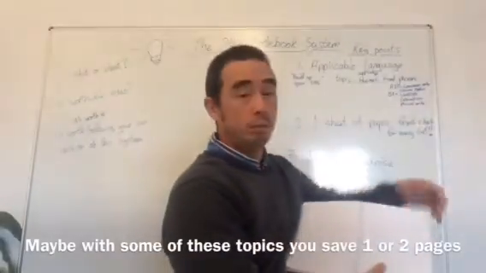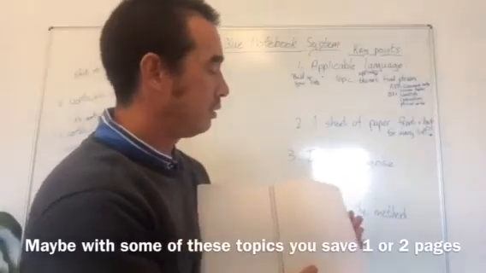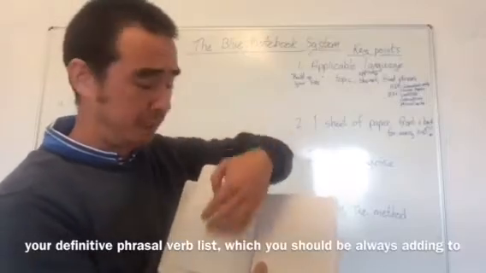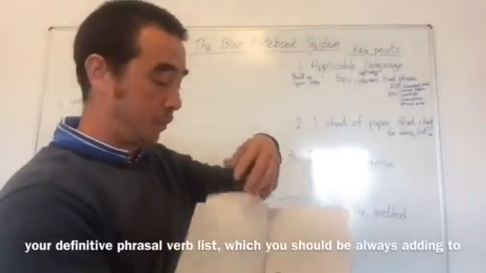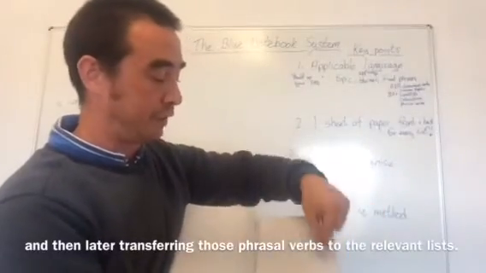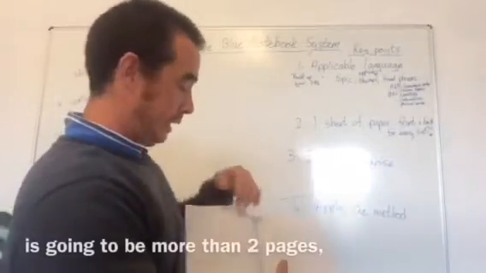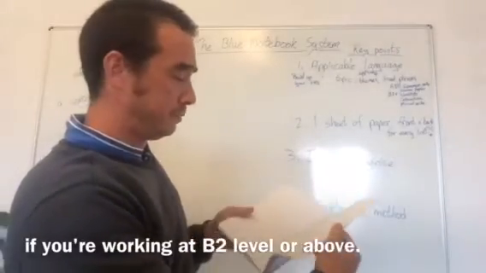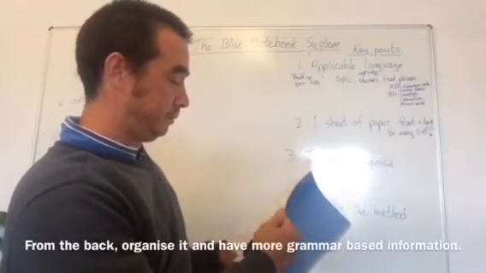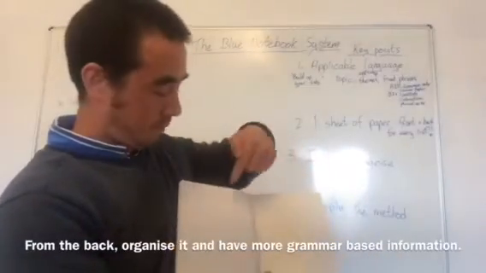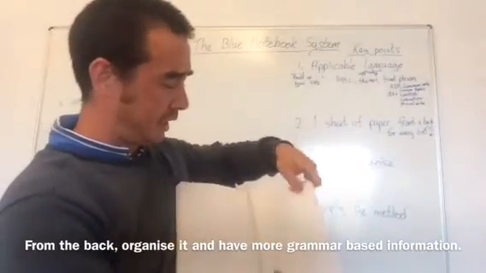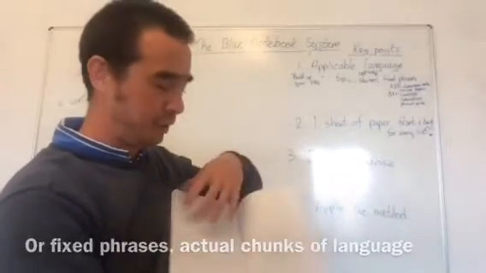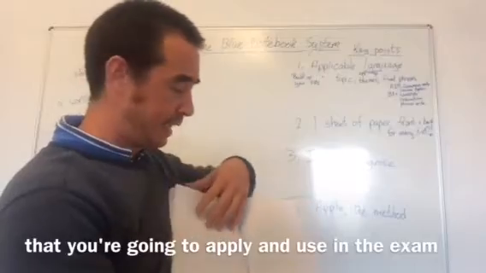Maybe with some of these topics, you save 1 or 2 pages. Your definitive phrasal verb list, which you should be always adding to, and then later transferring those phrasal verbs to the relevant list, is going to be more than 2 pages if you're working at B2 level or above. From the back, organise it and have more grammar-based information, or fixed phrases, actual language, chunks of language that you're going to try and apply and use in the exam.